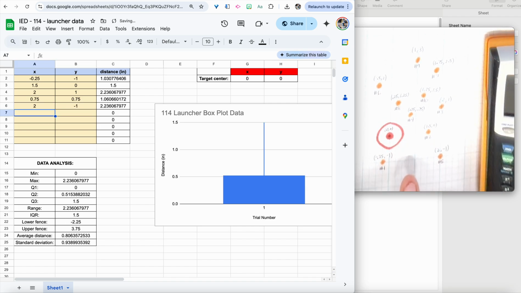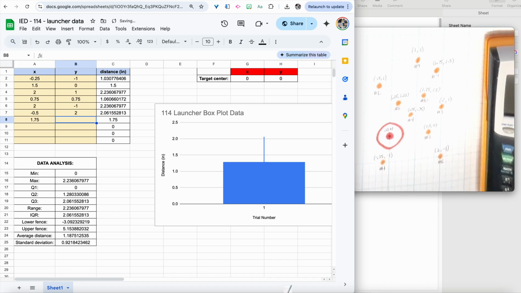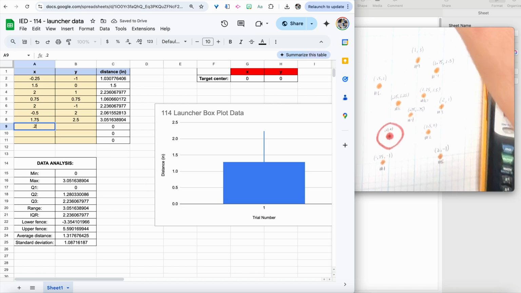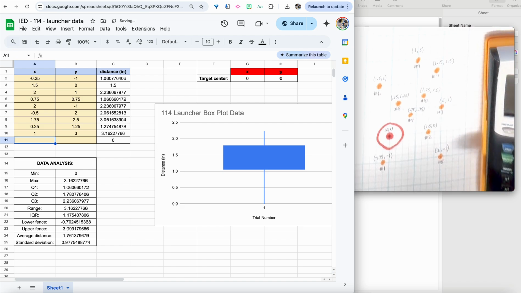And then we're going to go to 6, which is negative 0.5 and 2. Then we're going to go to 7, 1.75, 2.5. Then we're going to go to 8. Let's see here, 0.25 and 1.25. 9, 1 and 3, and then 10, we're going to have 1.25 and then 1.5.